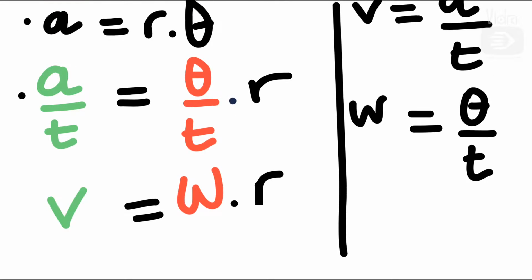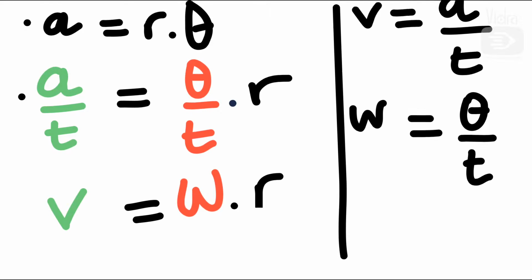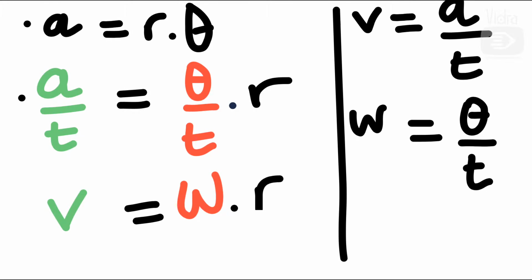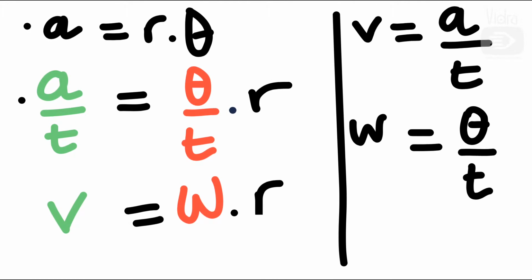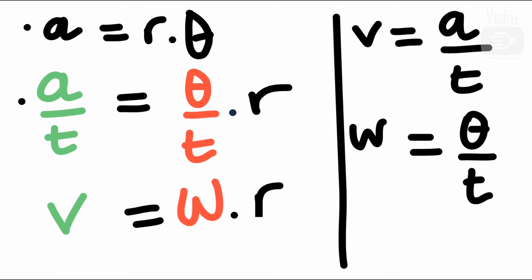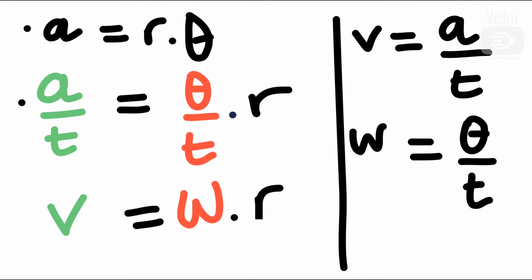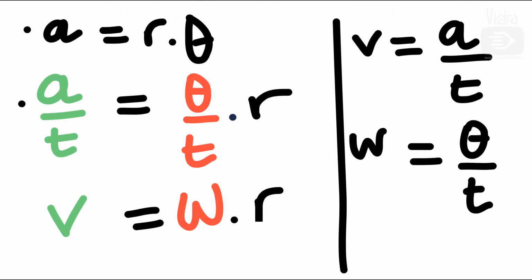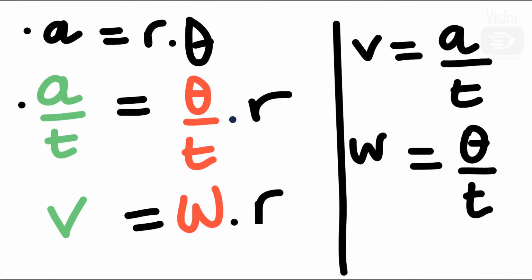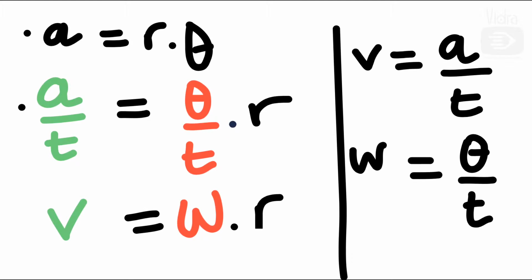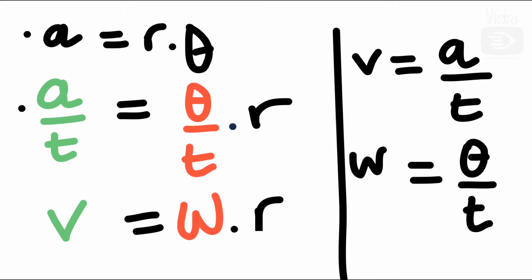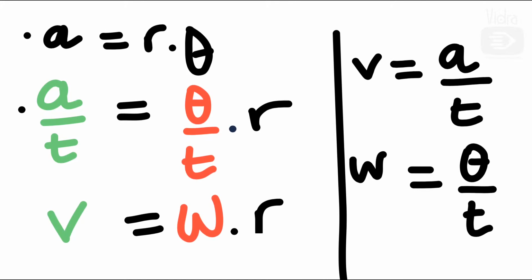We have A, which is arc length, equals radius times theta. We divide both sides by t. We have A over t equals theta times radius over t. And A over t is linear velocity. Theta over t is angular velocity. So we have another formula: linear velocity equals angular velocity times radius.